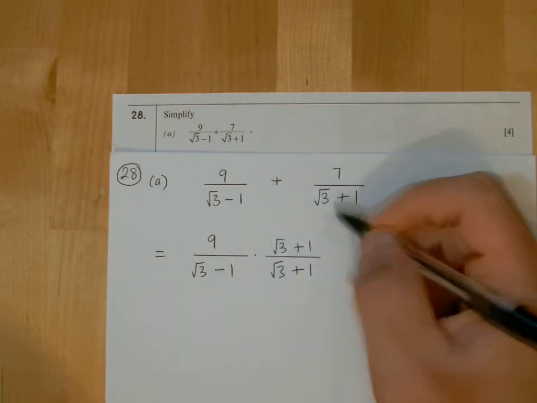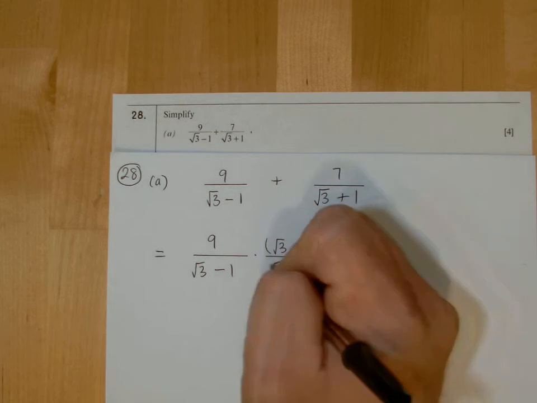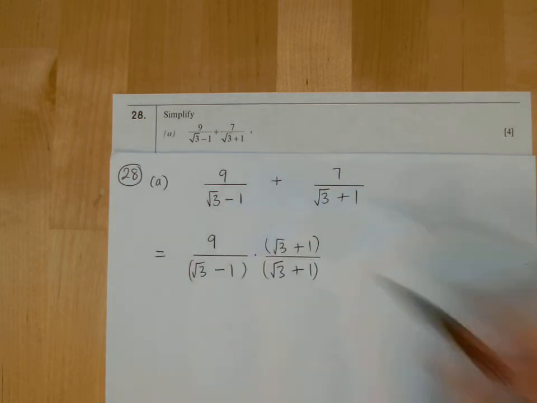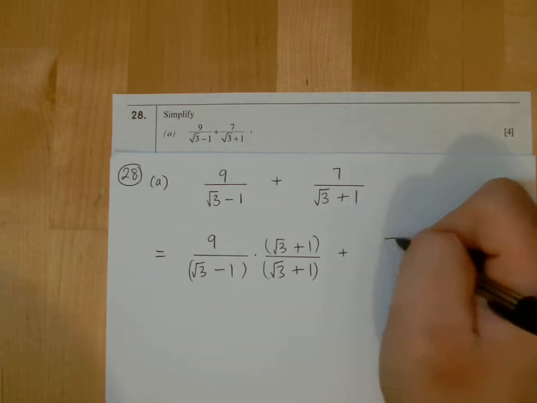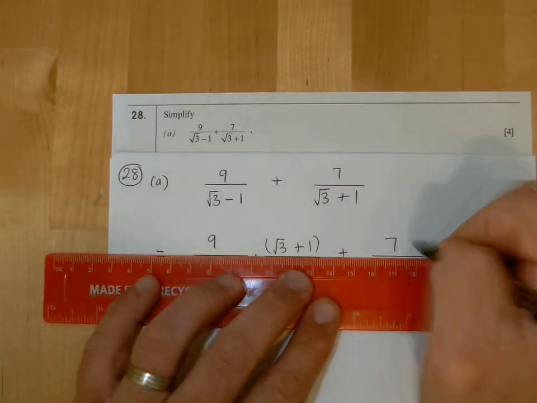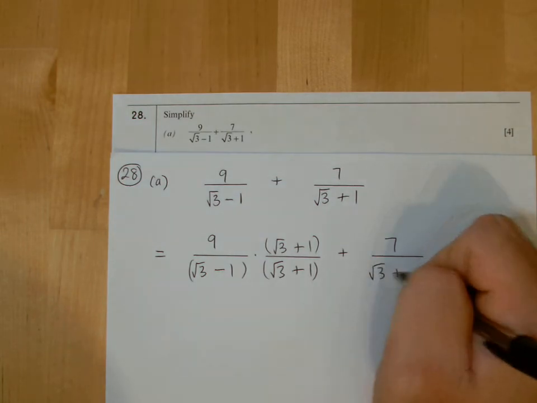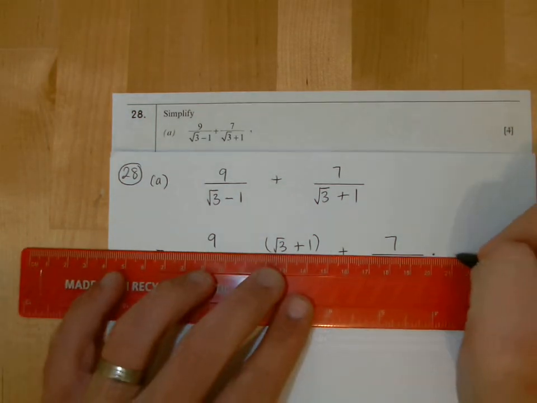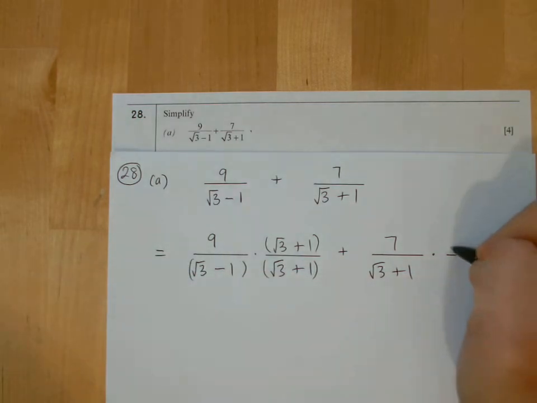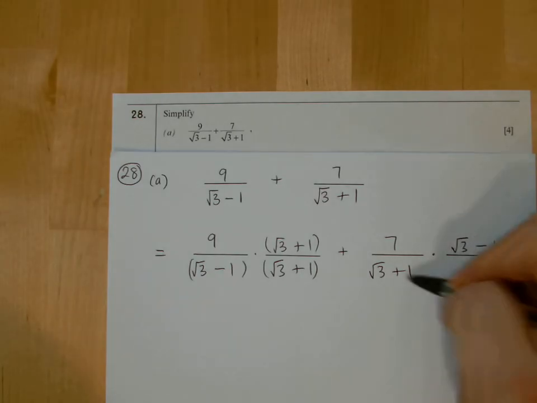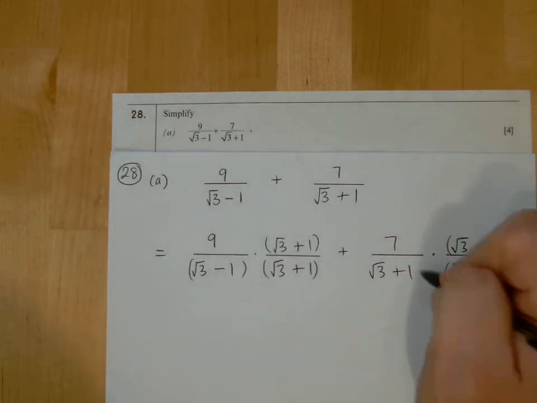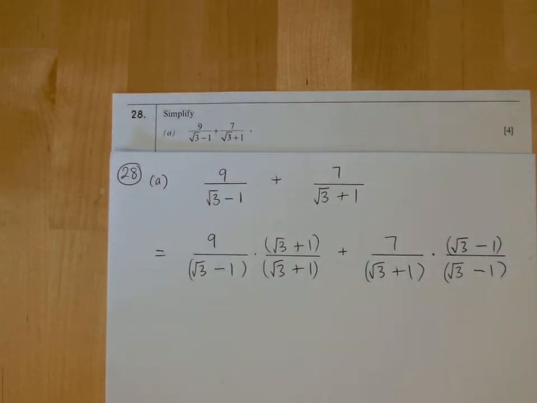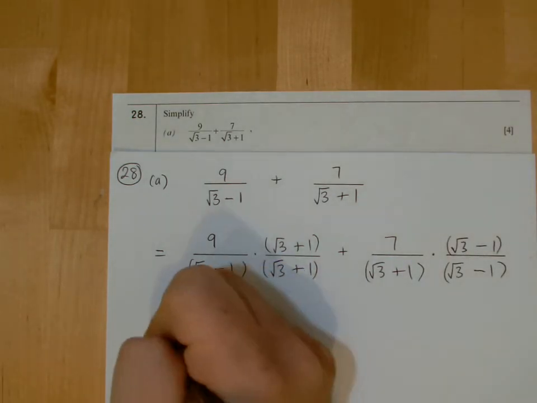Now, put these in brackets, and then we move on to the next one, because what you find then when you do the next one, you have 7 over root 3 plus 1. Now in this case you're going to multiply by root 3 minus 1, because you do the opposite of what's there, so it's a minus. So you have that then, in brackets.